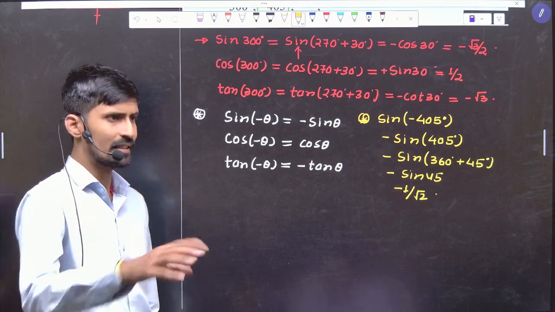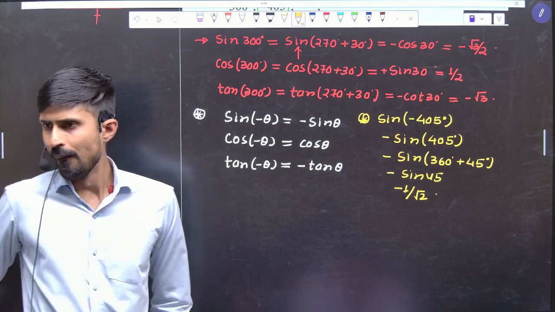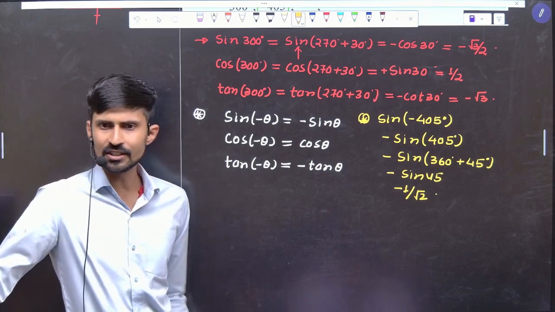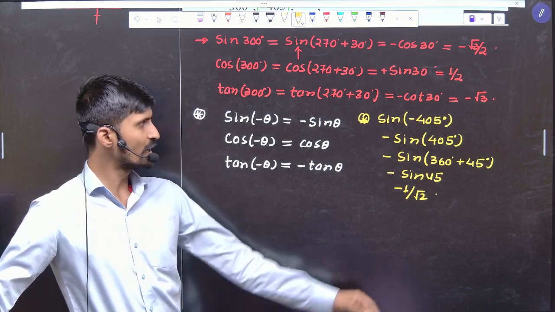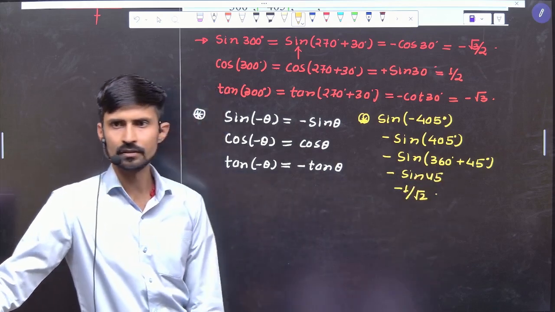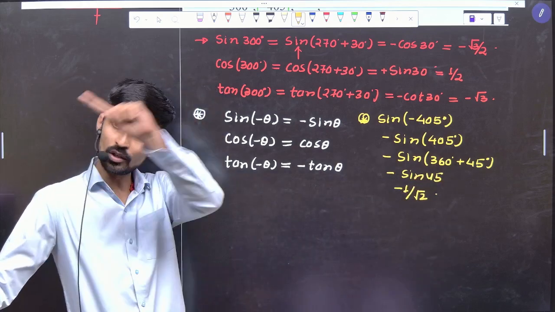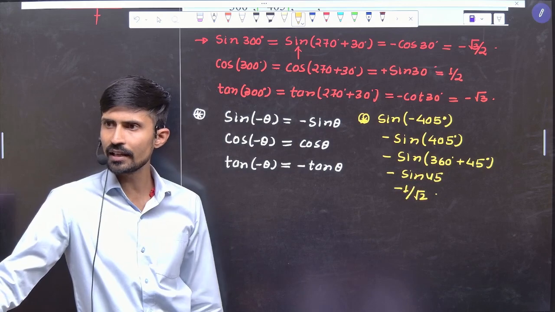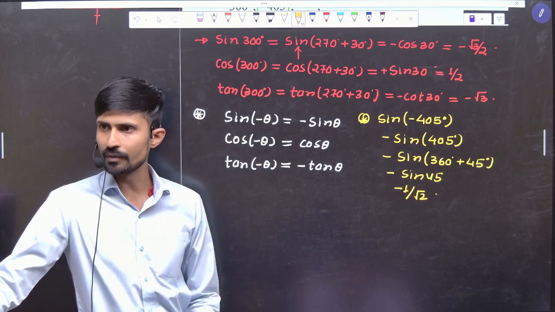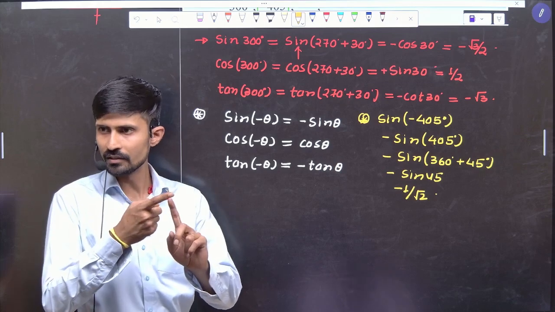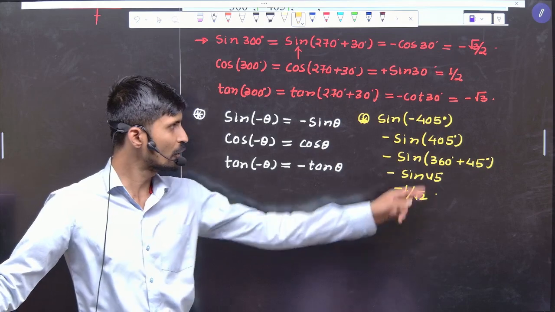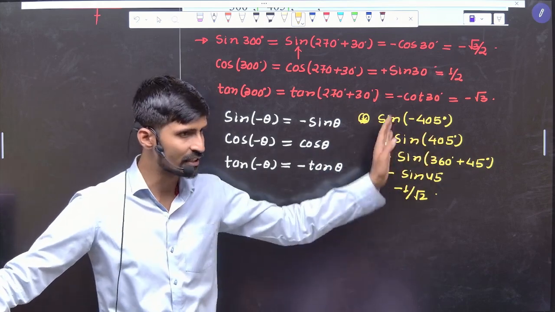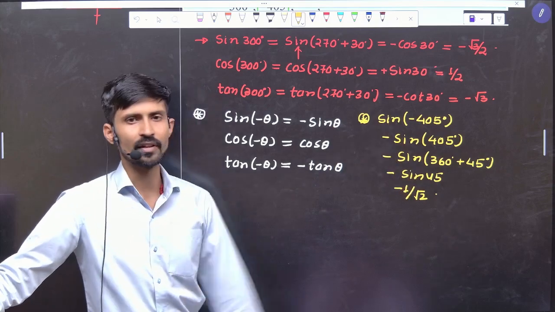After 360 you will again reach the same point. So suppose you are standing at 45 degree. You rotated 360. Now what is your angle? 360 plus 45 degree. But both points are the same, so the value will be the same. Or simply you can divide 405 by 360. Remainder will be 45.